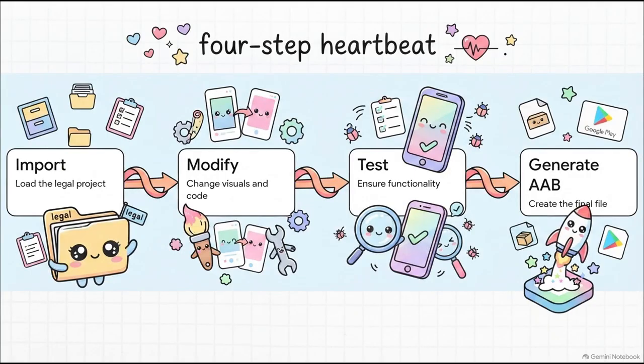Now, to avoid getting totally overwhelmed, you'll live by this simple 4-step heartbeat. You import the legal project, modify the assets, rigorously test your changes, and generate the final build. This repeatable loop is the absolute core of the reskinning process.